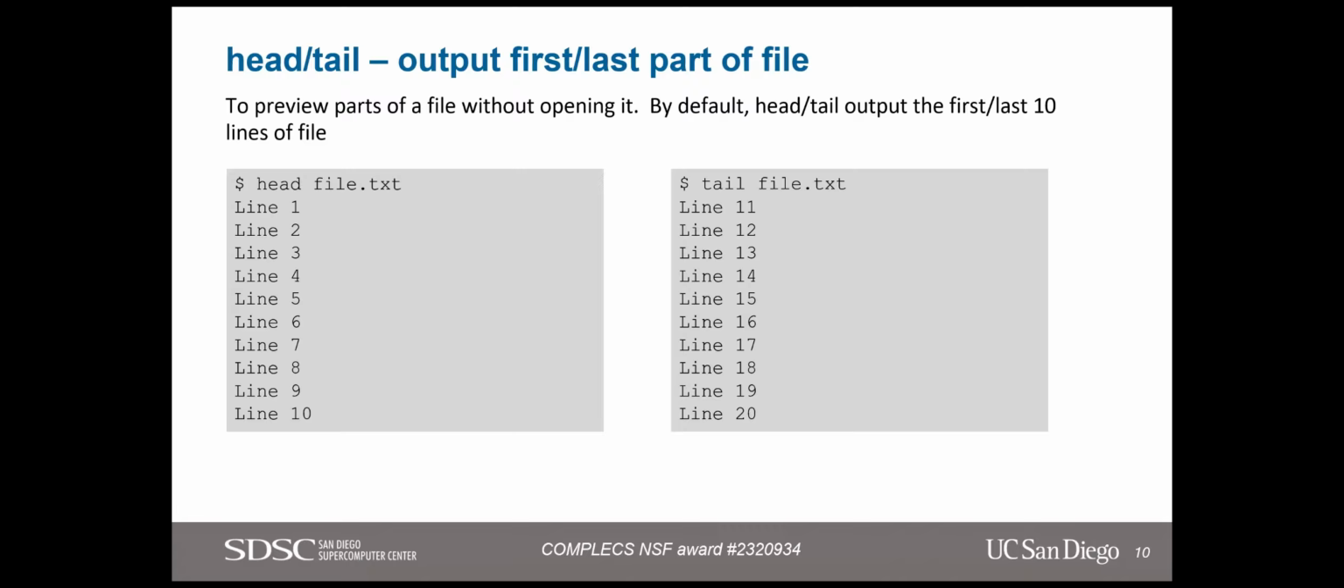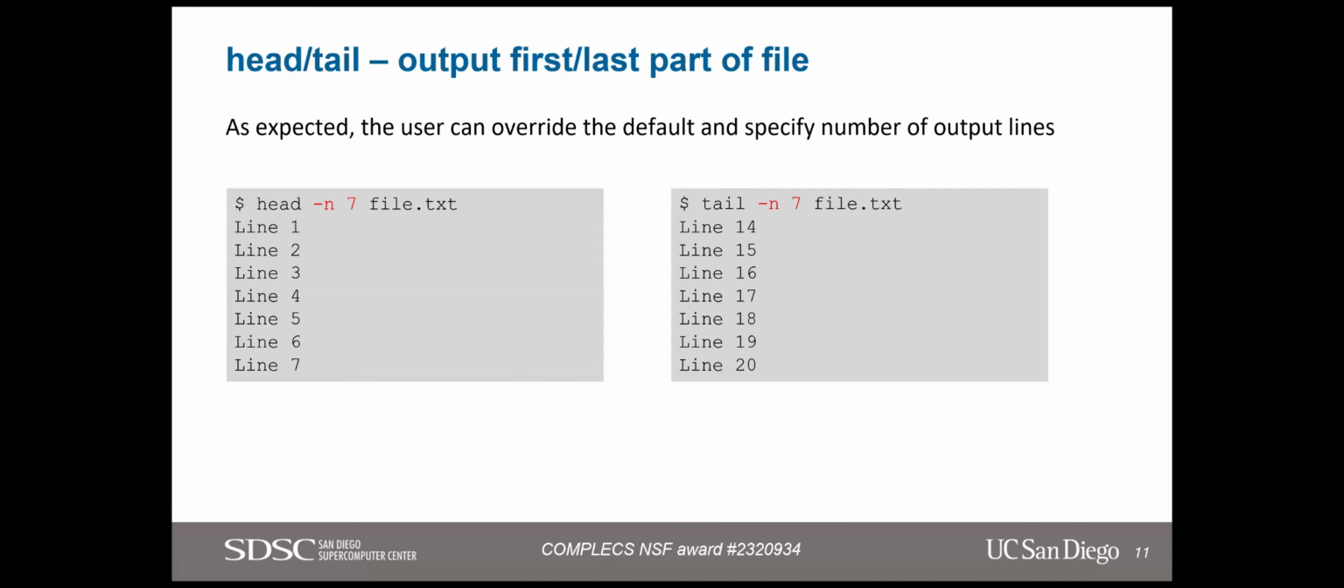By default, the head and tail commands are going to output either the first 10 lines for the head command or the last 10 lines for the tail command. As you can imagine, sometimes you don't want 10 lines, so it does give you the option to change the number of lines that it's going to return to you. In this case, we use the -n, which is number of lines, and 7, and so it returns just the first 7, and again for tail, the last 7.